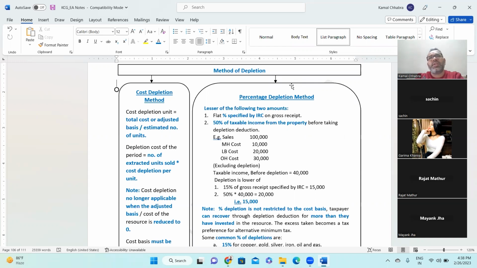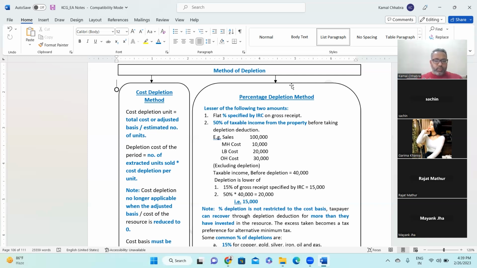For example, if you have purchased a coal mine in which you are expecting 100,000 metric tons of coal, and you purchase it for, let's assume, $1 million. So $1 million divided by 100,000 metric tons will give you the per metric ton cost of the coal. Whatever the number of units you extract, you apply the same rate based on the extraction, amortizing over the period of time as and when you extract the coal. Got it? Any doubt about what the cost depletion method is?